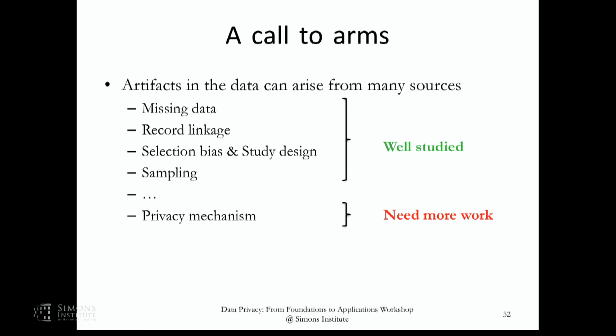And before people pounce on me, artifacts in data can arise from many, many sources. The artifacts may be there in the data itself, right? But it could arise from missing data, record linkage, selection bias, sampling. These are very well studied. There's a huge literature on all of this. But they can also come from privacy mechanisms, and we need more work here.